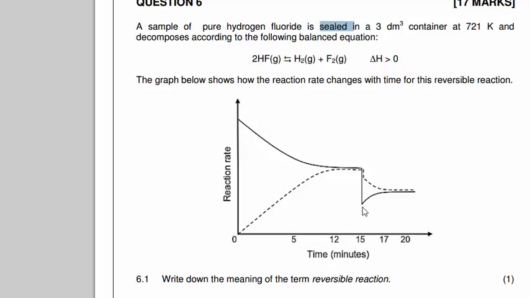What are some of the causes for changes in reaction rate? There's three causes: pressure, temperature, concentration as well. Okay, so we're working with gas, so it's volume. Okay, so either a catalyst was added or taken away.